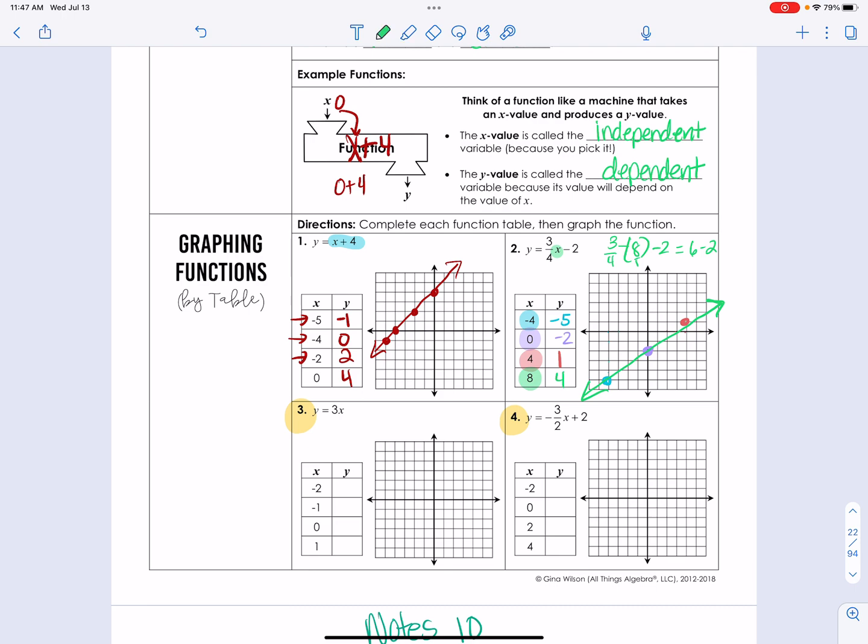3 times a negative 2, that's a negative 6. 3 times a negative 1 is a negative 3, 0, 3. So I have a point at negative 2, negative 6. At negative 1, negative 3. At 0, 0. And at 1, 3. So it makes a line.